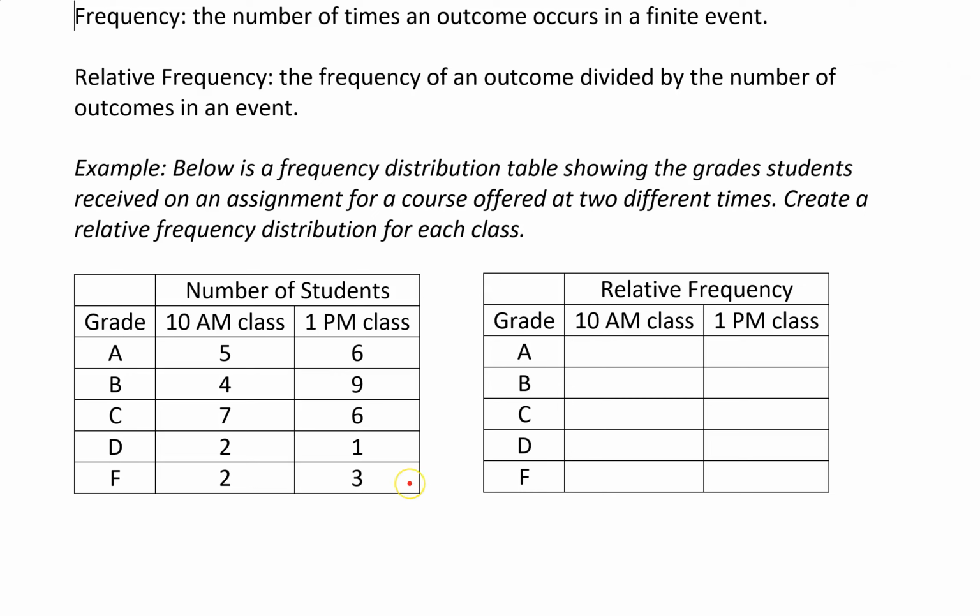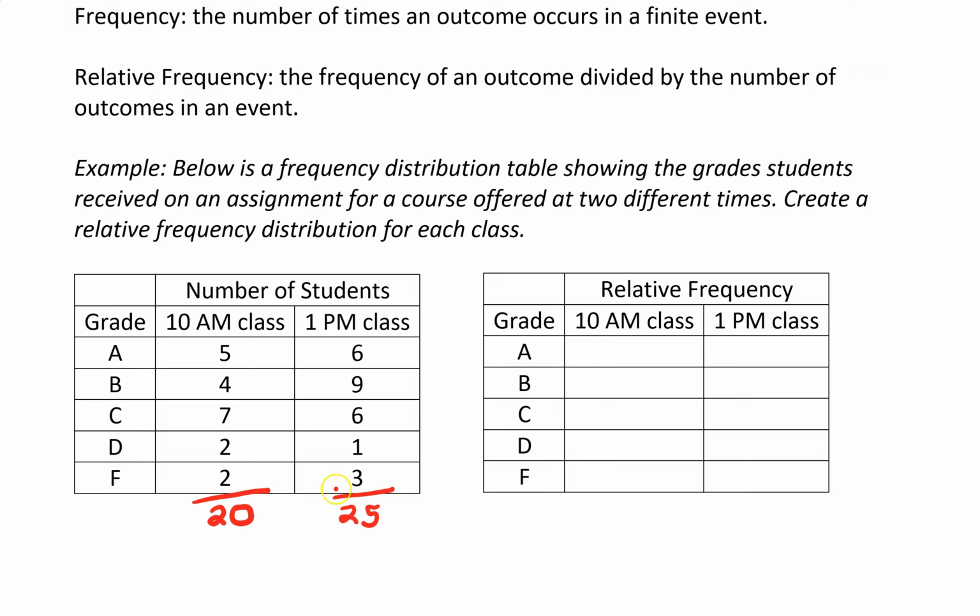Before we start our relative frequency table, we need to find out the total number of students in each class. We do that by adding the number of outcomes, or the number of frequencies. So for the 10 a.m. class, there were 20 students. In the 1 p.m. class, there were 25 students. So this table on the left, remember, is a frequency distribution. The 5, 4, 7, 2, and 2 are known as frequencies.